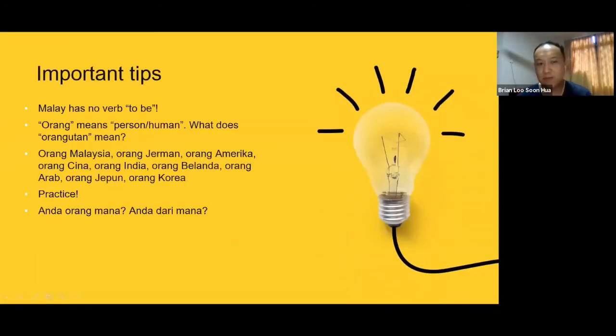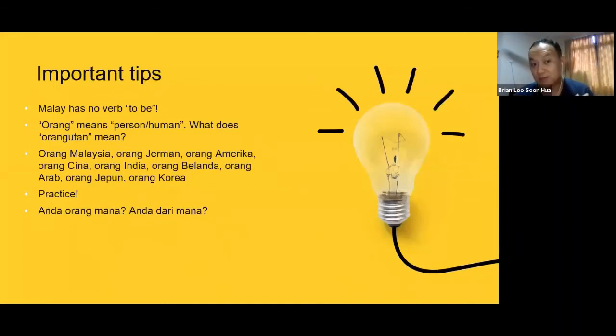Okay, now, important tips. The Malay language has no verb to be. So you don't say I am, you are, he is, none of that, don't have to worry. It has no conjugations and no tenses. There's no past tense, present. You can show tense with other words, but generally we don't use them unless you have to specify when something happens. So it's quite easy in this way.